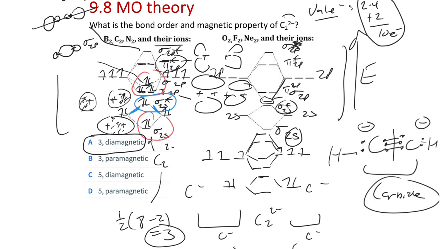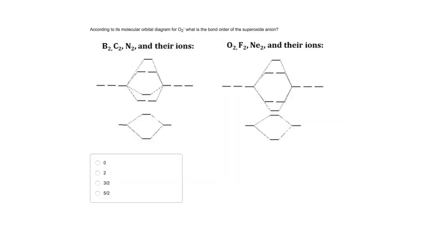So carbide is C2. Okay, so bond orders, magnetic properties, and maybe comparing bond lengths of different molecules from their MO diagram are some things that we can do with MO theory.